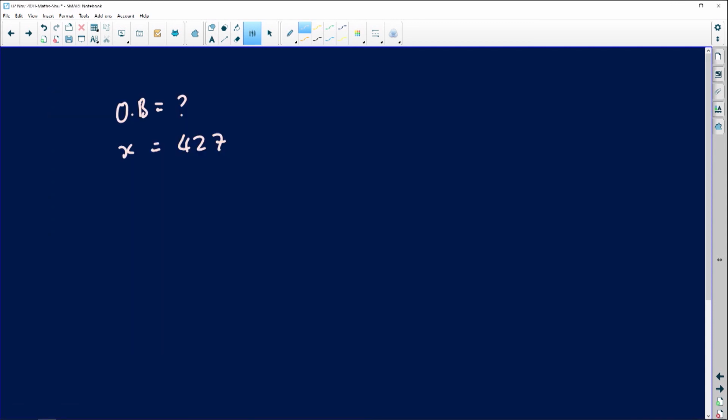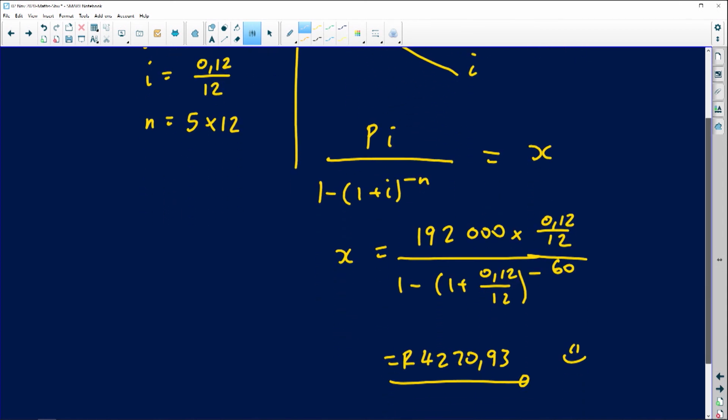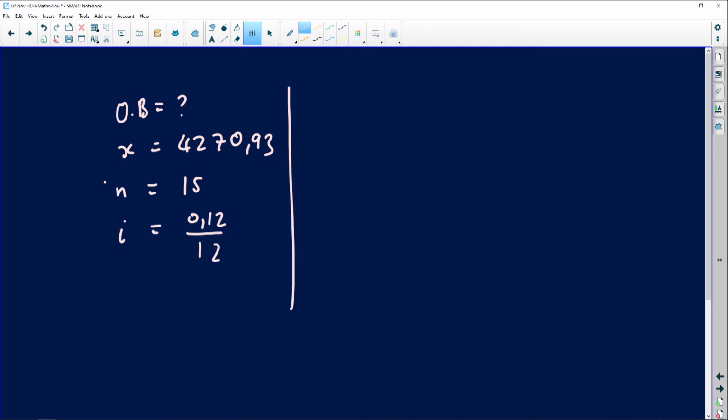Actually, let's go and check it quickly so that we can see what it is. It's actually 4270.93. Yes, 4270.93. This person is left with 15 payments. The interest charged is 12% per annum compounded monthly. Just remember, this is the outstanding payments for working out the outstanding balance, right?